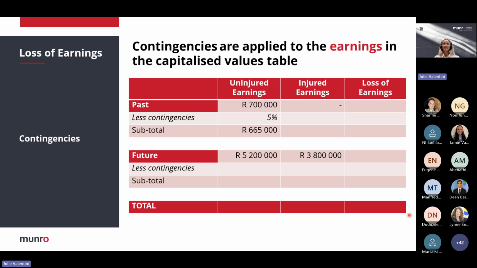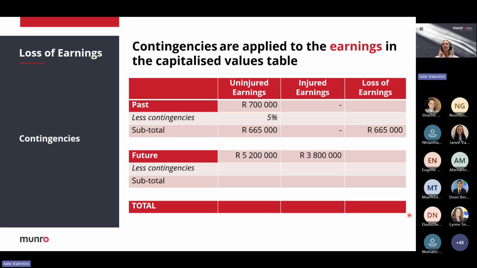The injured, as I said, injured past, we don't generally apply contingencies. In this case, the capitalized value is 0 as well, so that stays at 0. And the past loss of earnings is then 665 minus 0, stays at the 665.